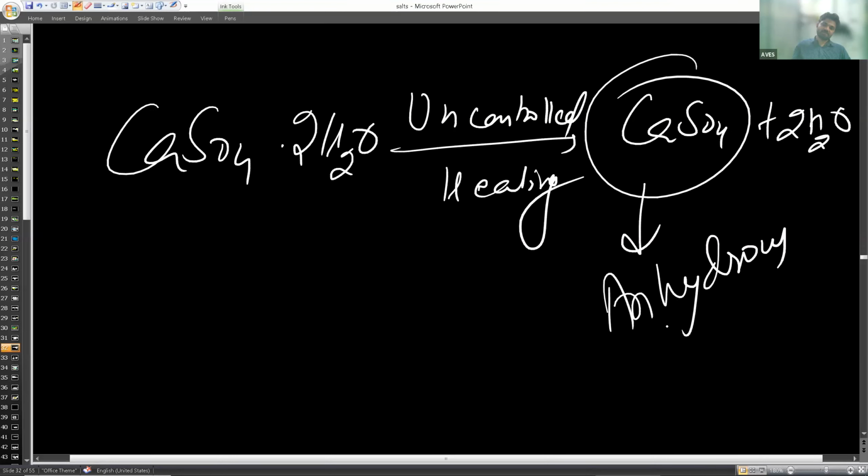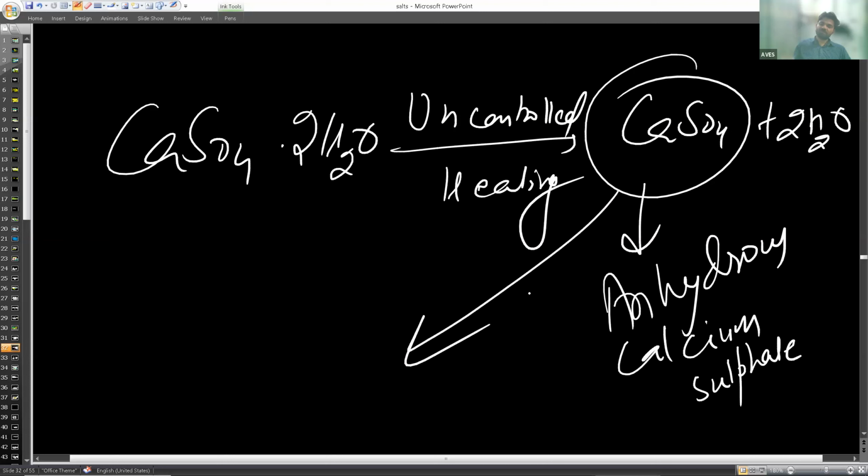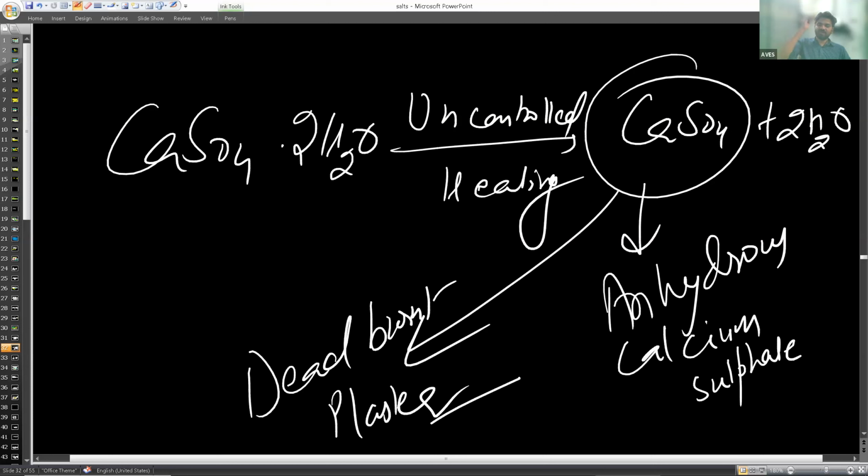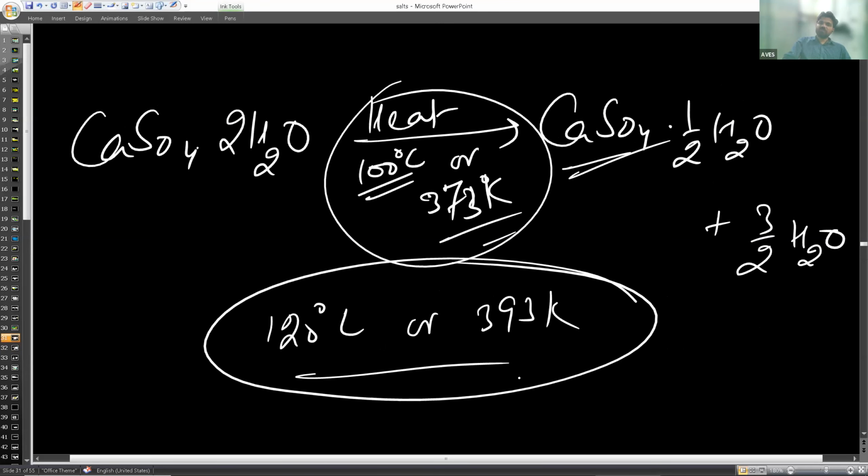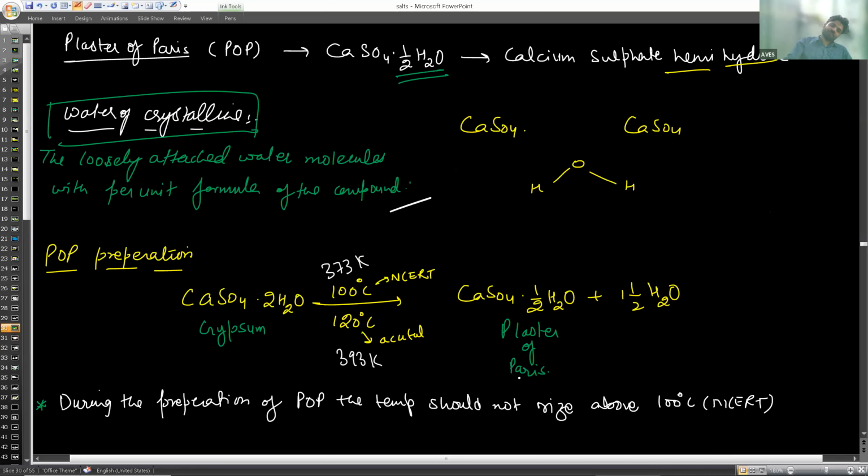Anhydrous calcium sulfate, which we call dead burnt plaster. Okay, so that is of no use. That's why we use this one. Got it? You understood? Yes. So put it down. Preparation of POP, plaster of Paris preparation.